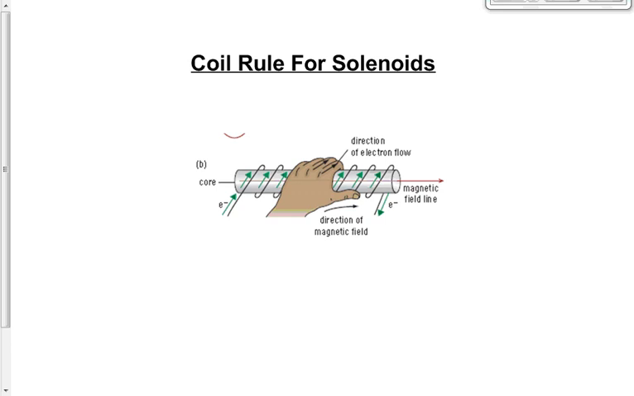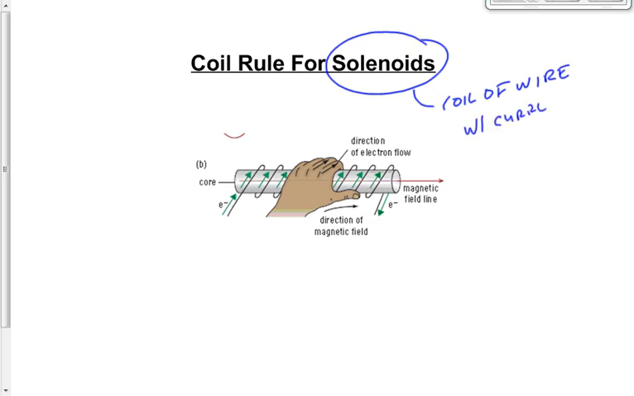Today, I want to give you another hand rule. This is going to allow us to find the magnetic field and therefore the polarity of a solenoid. A solenoid is a coil of wire with an electric current going through it. We call it the coil rule because a solenoid is a coil.